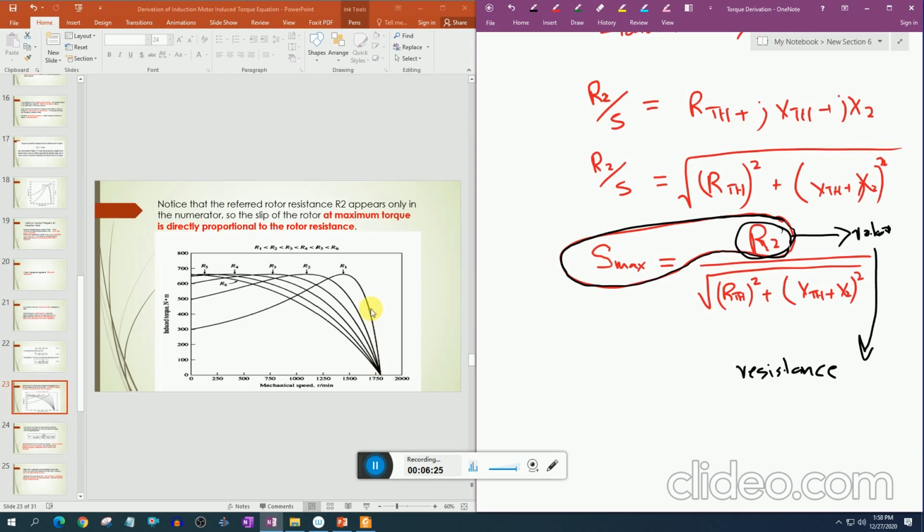This is the figure shown here. If the value of R1 is small, then the pull out torque occurs at a smaller slip. As the value of resistance increases, the maximum pull out torque occurs at a larger slip. These equations look like that, and the advantage of this is something we will study later in this lecture.